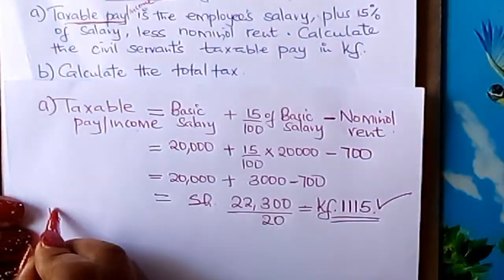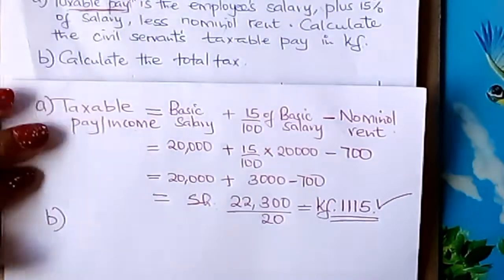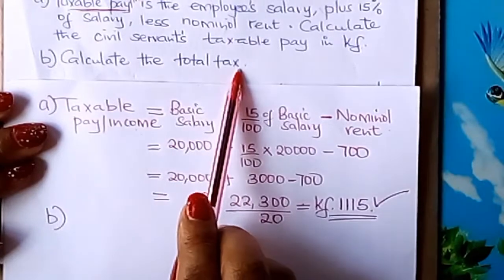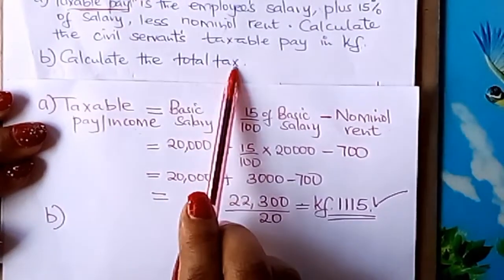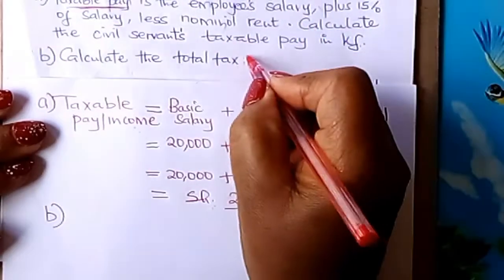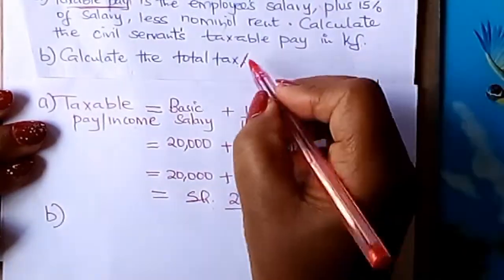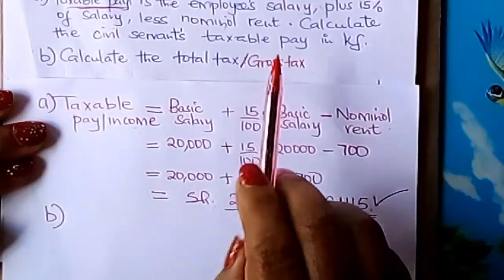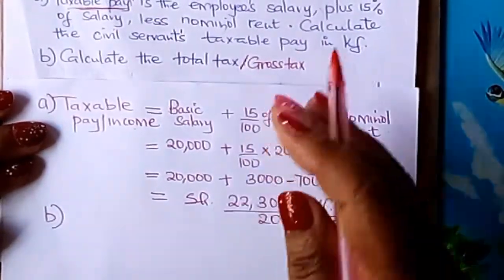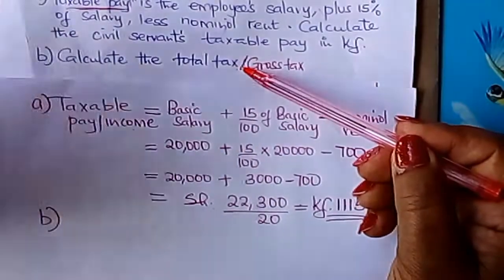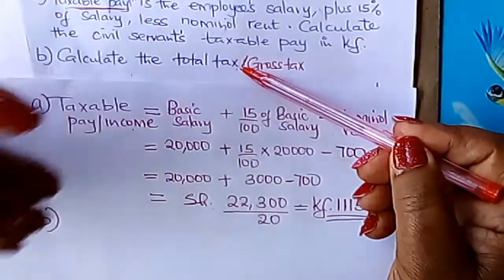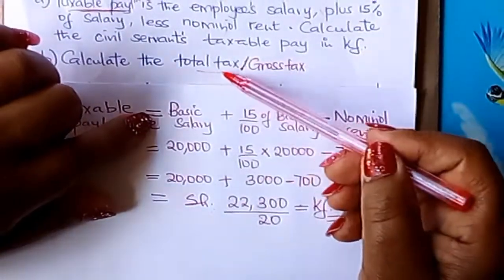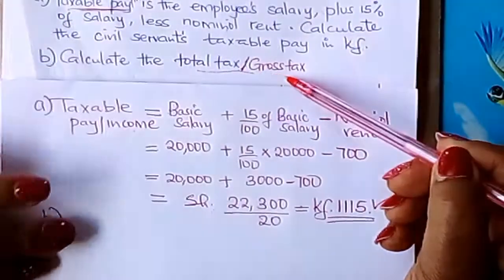We go to part B, learner, of our question. Part B of our question reads, calculate the total tax. What is this total tax? The other name for total tax, learner, because I want you to understand, is gross tax. And what is this gross tax or total tax? We can say that it is the immediate tax got from the table. Immediately you work out the tax from the table, that tax is called the total tax or the gross tax.